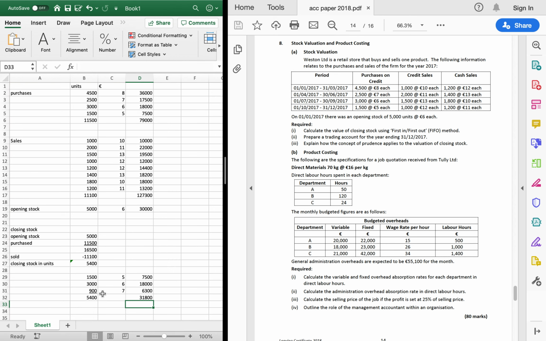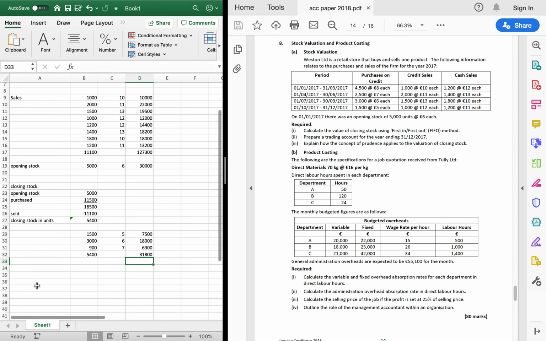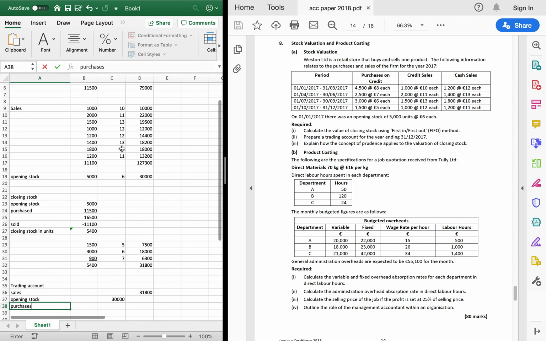And that in effect is our question finished, right? So all we have to do is put them together in a trading profit and loss account. So sales, opening stock, purchases, and closing stock. So our trading account. We've got opening stock. So we know the opening stock value is 30,000. This is for our cost of sales. Our purchases, well, that was the first thing we worked out, 79,000.